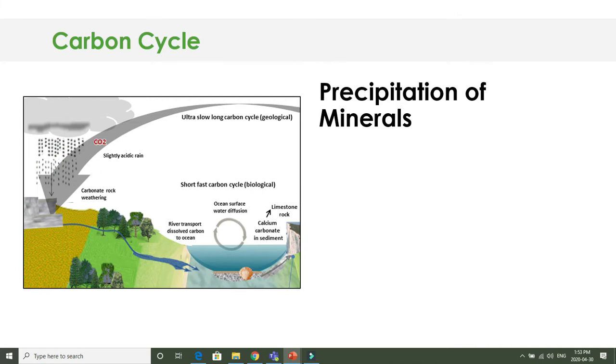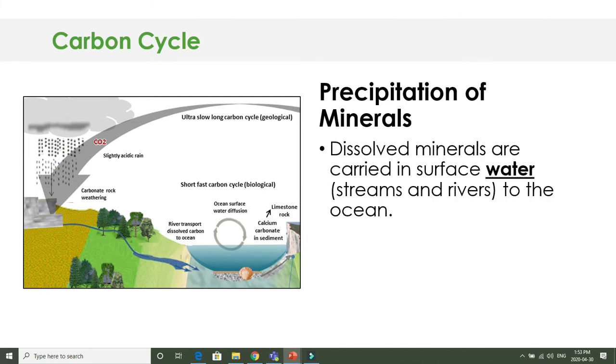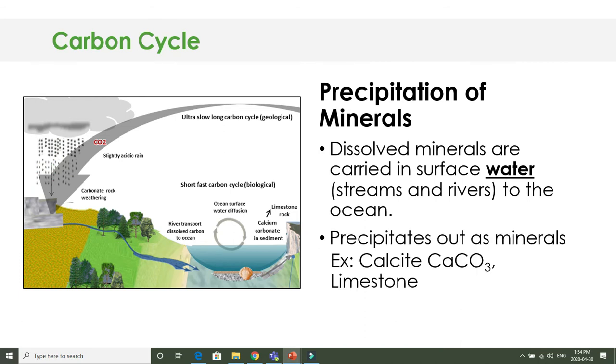So we also have this thing called precipitation of minerals. Those minerals that got dissolved into the water and carried around end up in the ocean. And then this comes out as minerals, precipitates. You've seen this in science hopefully before, where you mix two liquids together and a solid is produced. That's a precipitate. Sometimes this happens in the ocean, and we get something called calcite or limestone. We think of them as rocks, but they're really made of minerals.